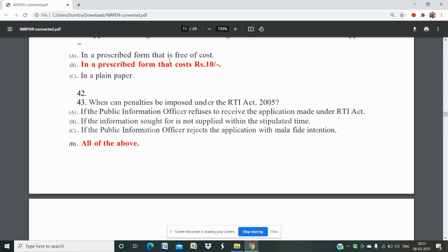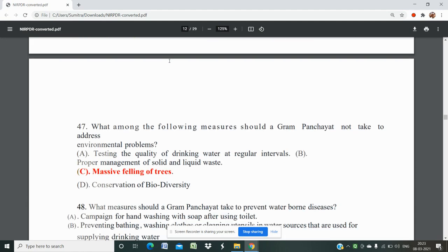RTI. Two or three questions are coming from RTI. So read this law. Yes. If RTI has some importance in the news at that time, it might be possible for us. Just read some laws relating to COVID-19 and panchayat also.